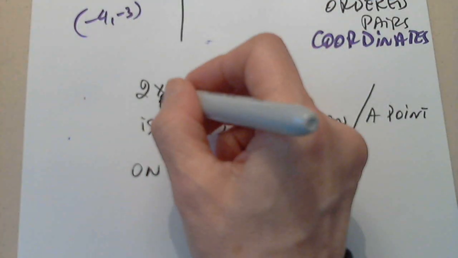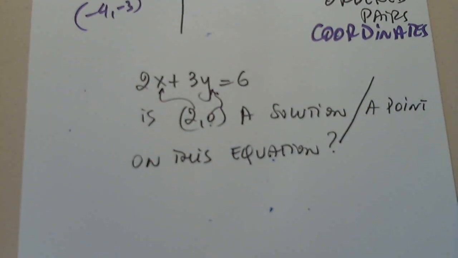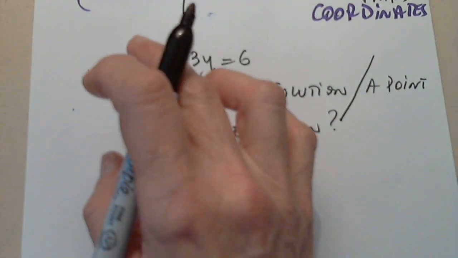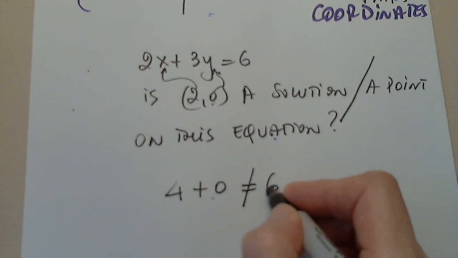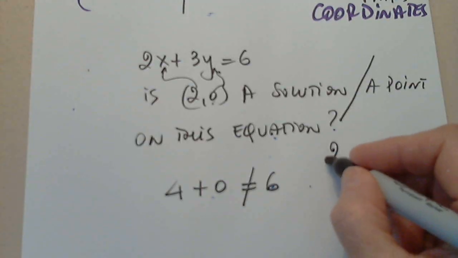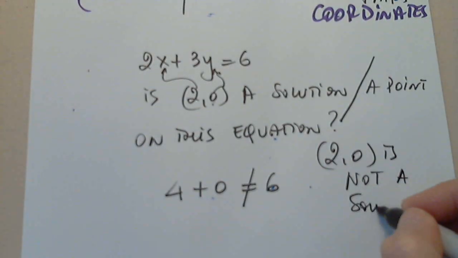How do I check? I replace x by 2 because that's the first coordinate. I replace y by 0 because that's the second coordinate. And I get 2 times 2 is 4, plus 0, does not equal 6. In this case, I will say (2, 0) is not a solution.